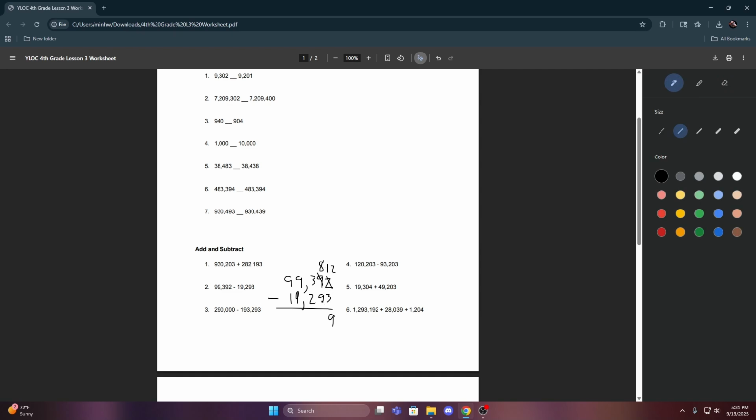8 minus 9, again we cannot do this. So we borrow from 3, which becomes a 2. The 8 becomes 18. 18 minus 9 is 9. 2 minus 2 is 0. 9 minus 9 is 0. 9 minus 1 is 8. And this should be your answer.